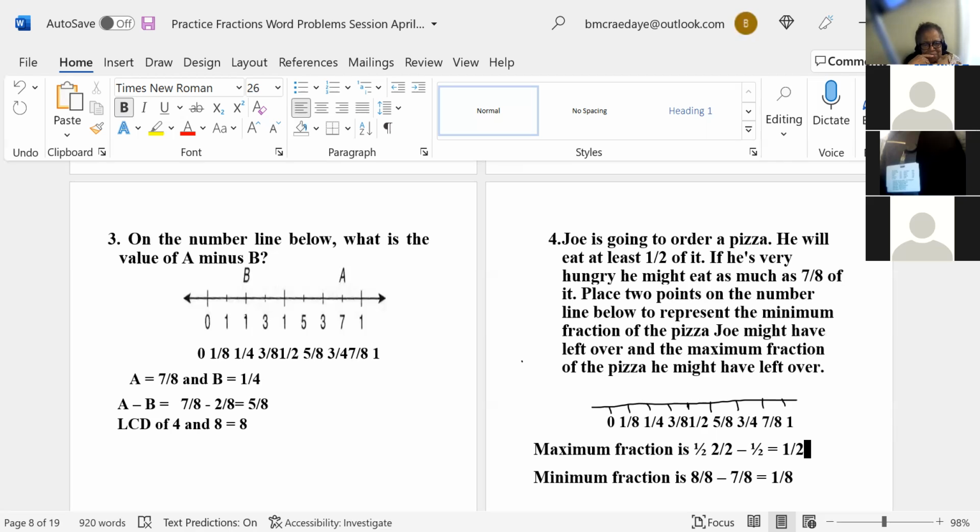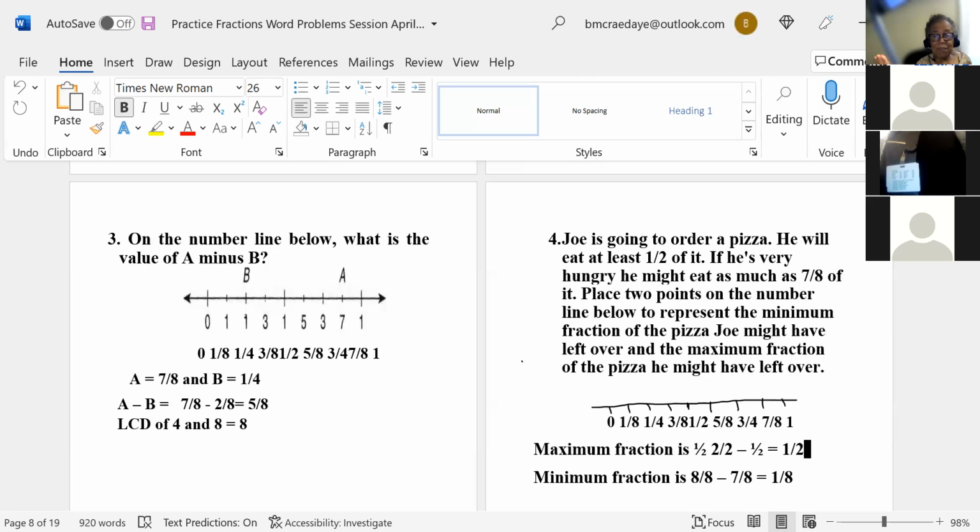Mercedes, you following? If he ate 7/8 of it, if he was very hungry, he'd only have 1/8 left. The maximum would be a half. That means he's not very hungry. But if he's very, very hungry, he eats 7/8, which is almost all the pizza, the answer would be 1/8. The minimum he'd have left over is just the eighth because he ate 7/8 of it.